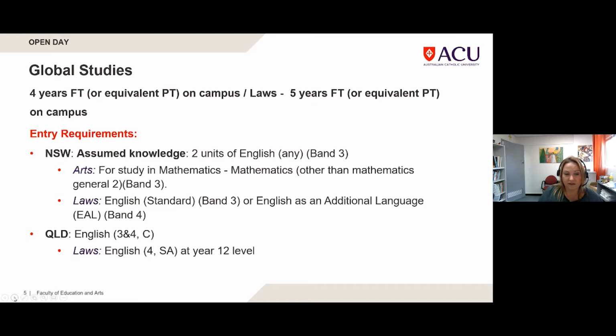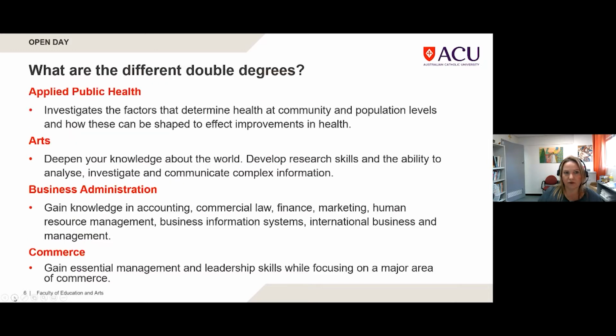And in Queensland, again for laws, I may say that Bachelor of Laws, Bachelor of Global Studies is new to Queensland as of 2021. So we'll be getting a new batch of students in Queensland doing that double degree, and you require English 4 at Year 12 level in order to get into that dual degree.